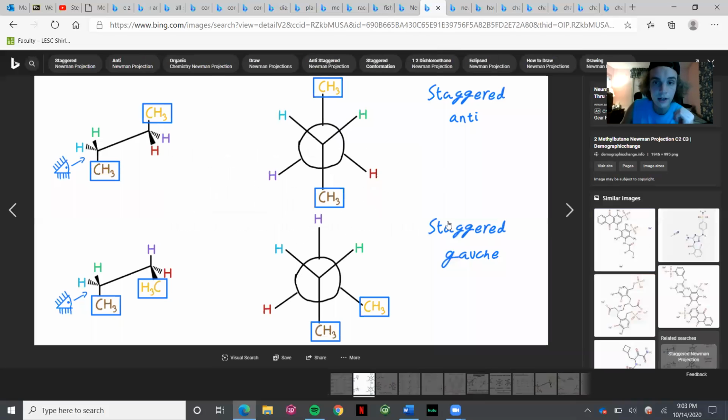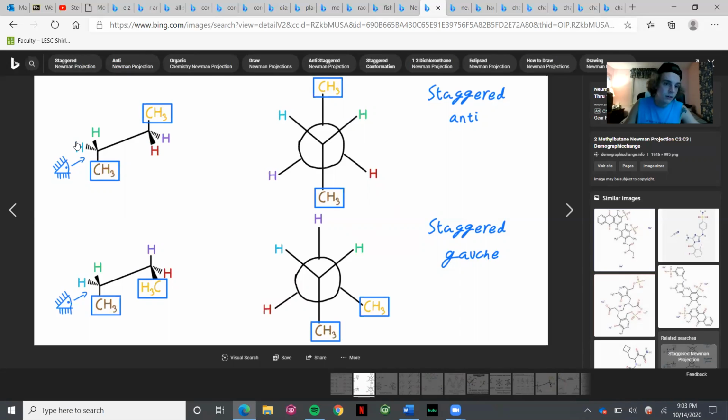So moving forward, here's another example of the staggered, the anti versus the gauche, both staggered examples. So here you have the sawhorse projection of either of them. So here you have gauche CH3 to CH3, because you have one coming at you and one within the plane. And then here, if you notice, they're both just regular lines, so they're in the same plane. So they're opposite one another, correct? Yes, you know this, because this one's coming at you and this one's going away from you.